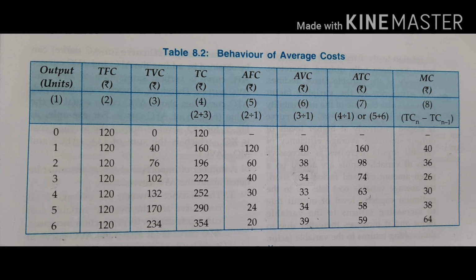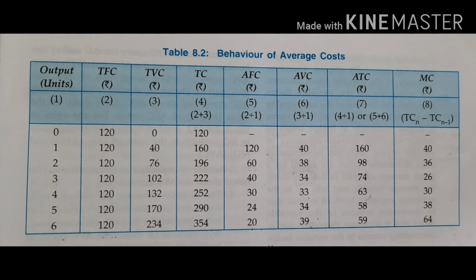So mathematically also, since we are deriving the values of average cost curves from the total cost curve, definitely the behavior will also be derived from the total cost curves, right? So this is what you can see graphically. We will be seeing what happens.